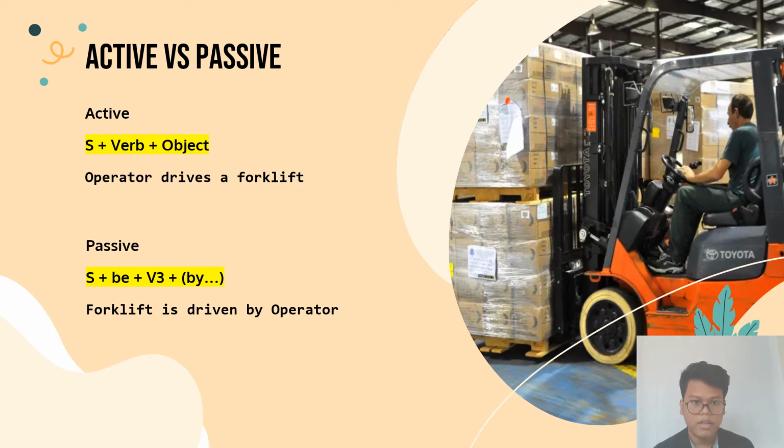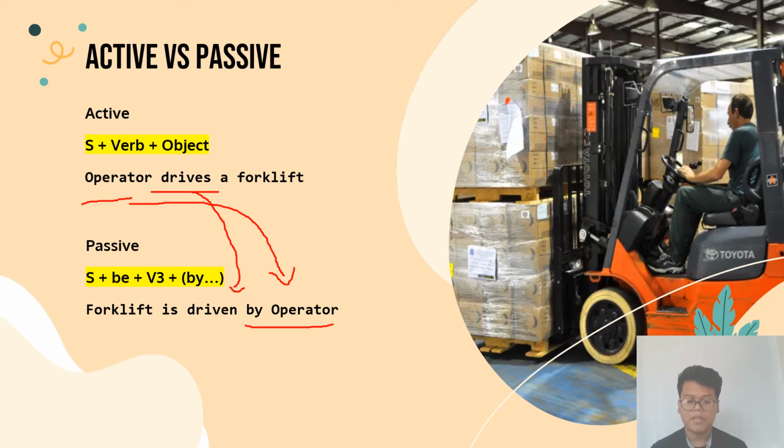Drives becomes driven. And the subject in the active sentence is operator. It moves to the back of the sentence to become the object. We use by operator. So we will change the active sentence to passive voice. The object, forklift, is moved to the front of the sentence to be the subject.